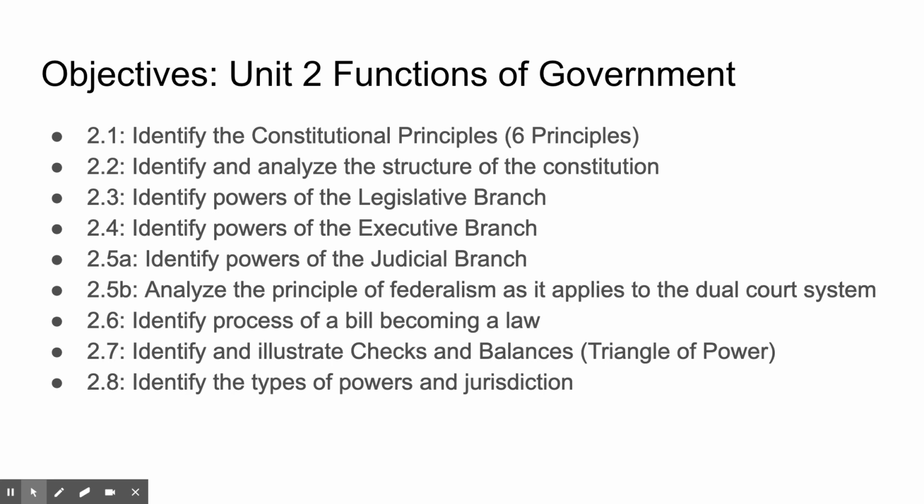Article 1, Section 4 tells us about elections and meetings. It tells us kind of when elections are going to be held. Section 5 of Article 1 tells us about memberships and rules and journals and some nitty-gritty rules. Section 6 tells us about compensation and how the Congress is going to be compensated.